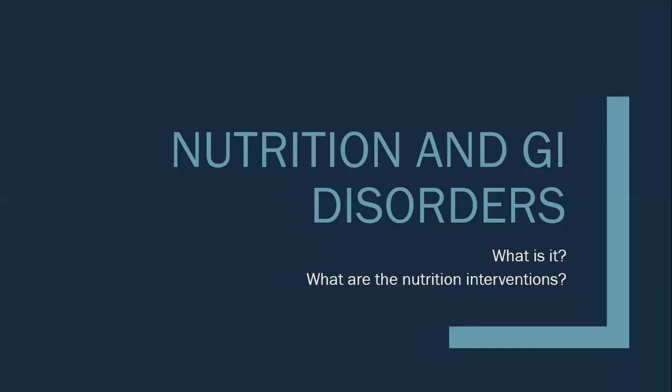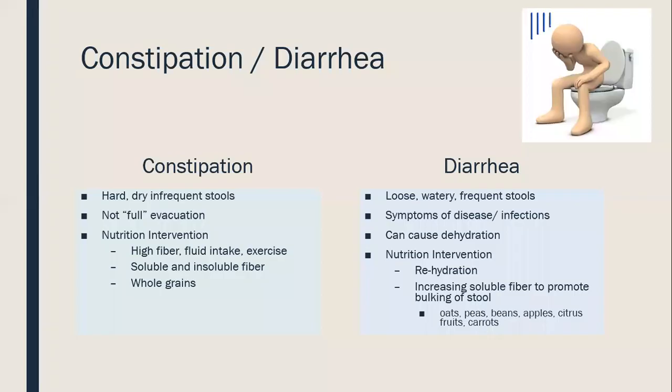Next, we'll take a look at nutrition and GI disorders that can frequently come up. And within that, we'll take a look at what they are and what our nutritional interventions would be for someone that may come into a hospital or clinic with that condition. Starting off, the big ones, the ones we see most often, happens all the time, both in and outside of the hospital. We see constipation and diarrhea.